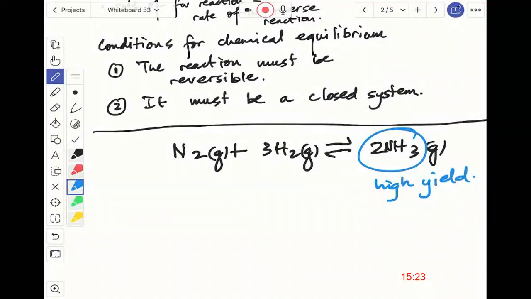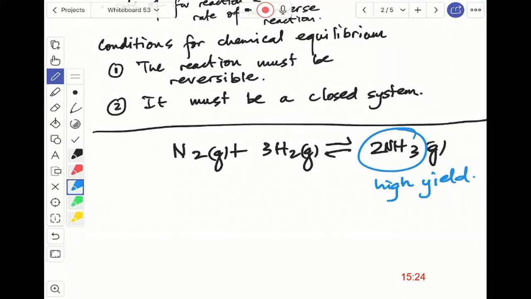Because if I'm not making a lot of ammonia, then what's the point? The company needs to make money because it's a business. The business needs to make money, so I must make as high a yield of ammonia as possible. And the only way I can have that is that once I've reached chemical equilibrium, where the rate of the forward and the rate of the reverse reaction is the same, then I must have a high concentration of ammonia. Okay? I must have a high concentration of ammonia.